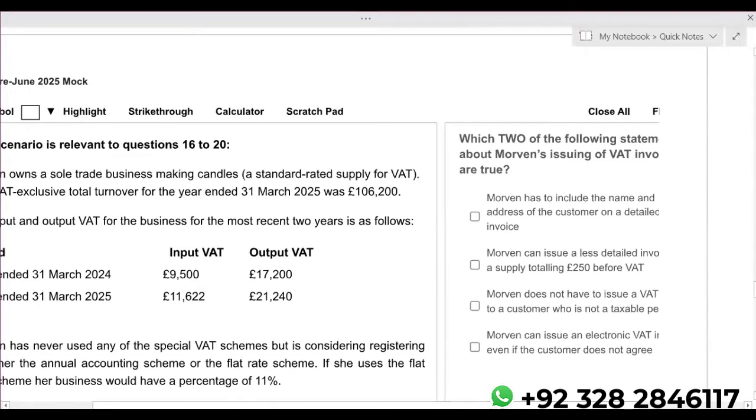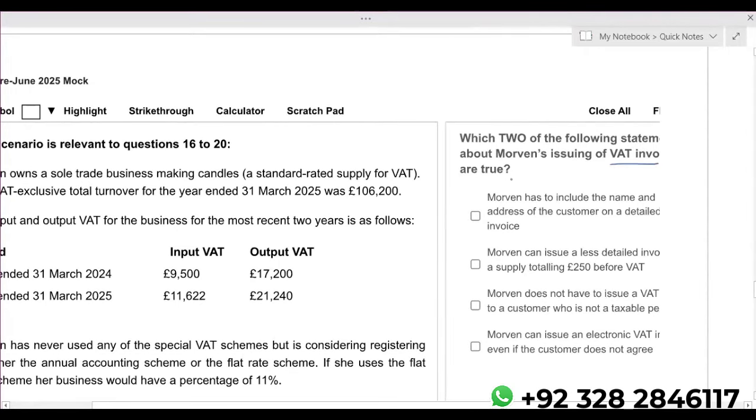Which two of the following statements about Morven issuing a VAT invoice are true? Morven has to include the name and address of the customer on the detailed invoice. Yes. When you are saying detailed invoice, Morven has to include the name and address that is required for a detailed invoice. Morven can issue a less detailed invoice for supplies totaling 250 before VAT. False. Actually, it is 250 including VAT, not 250 without VAT.